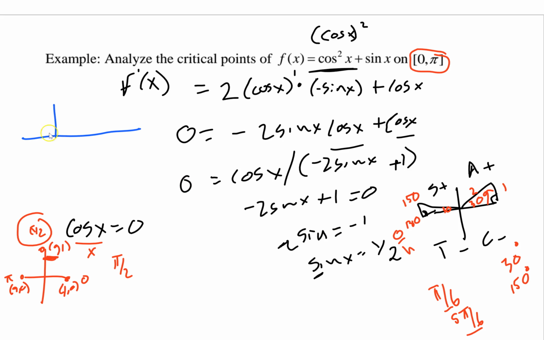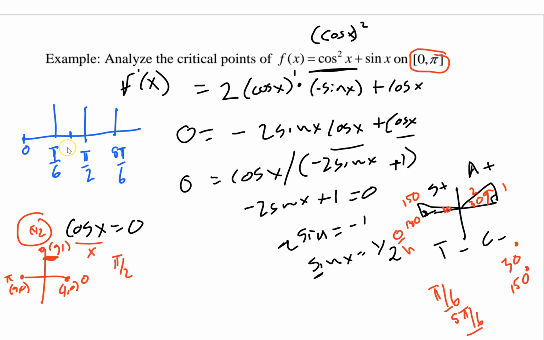So pi over 6 is the smallest one. You can tell by the graph, it's over here. The middle will be pi over 2, then it'll be 5 pi over 6. You pick a test point. Now without a calculator, it's a little tougher. Over here, I'll probably pick something like 0. In between these two, it's a little tough.